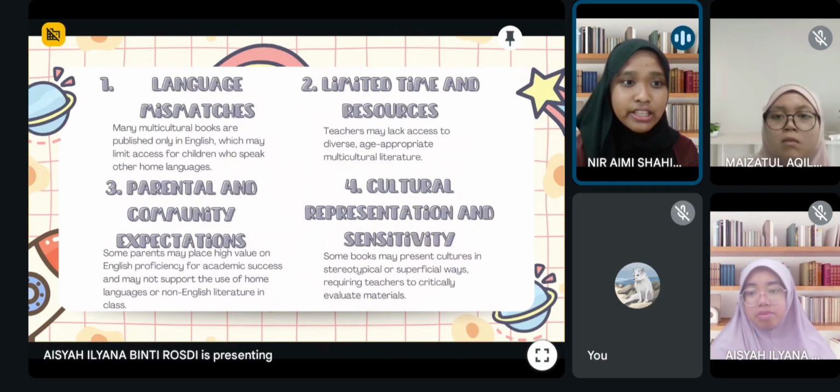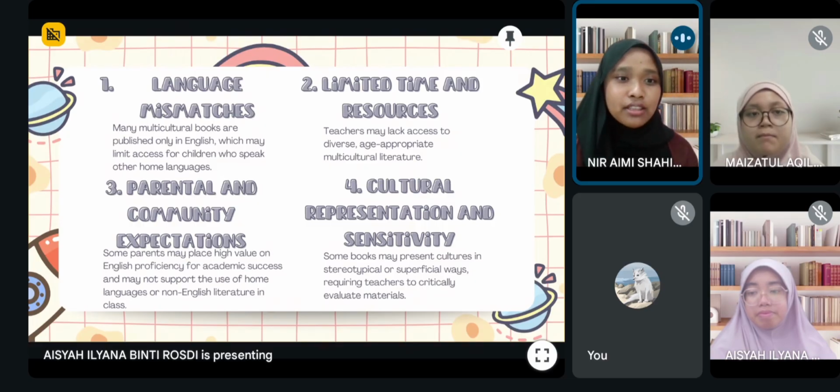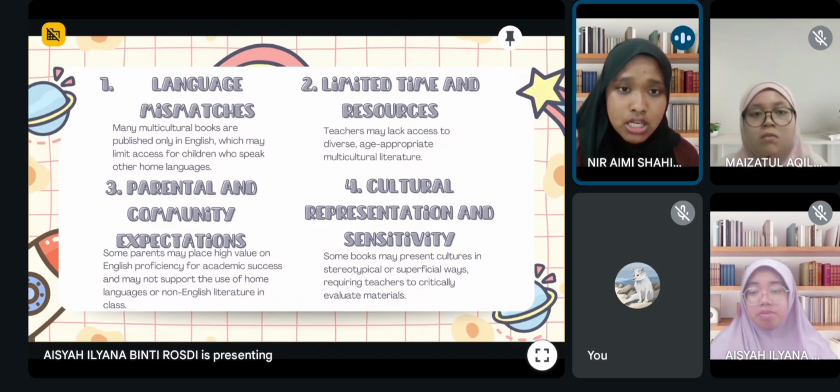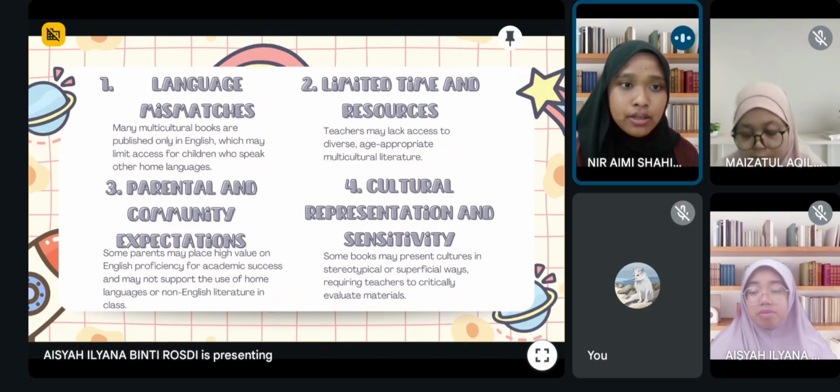One of the issues is language mismatch between books and learners. Many multicultural books are published only in English. This creates barriers for children who speak other home languages. If they cannot understand the language, they may not fully engage with the story or its cultural message. To address this, teachers may need to paraphrase, translate, or provide visual supports. However, not all teachers are fluent in every child's language, and this can be a limitation.